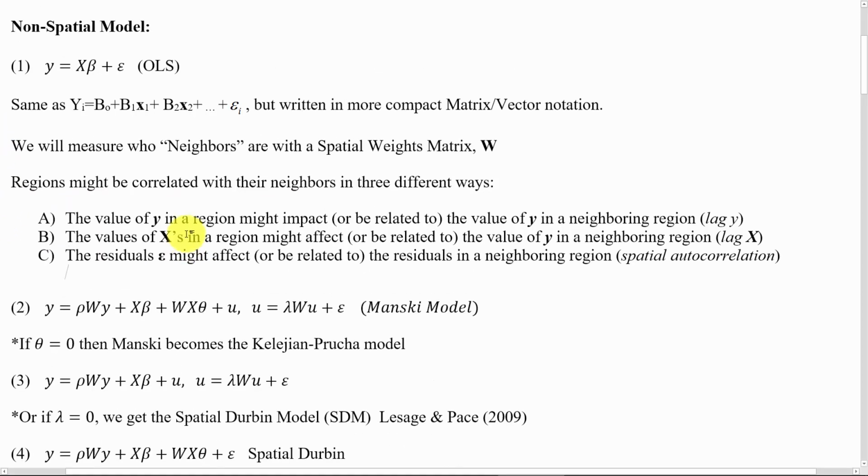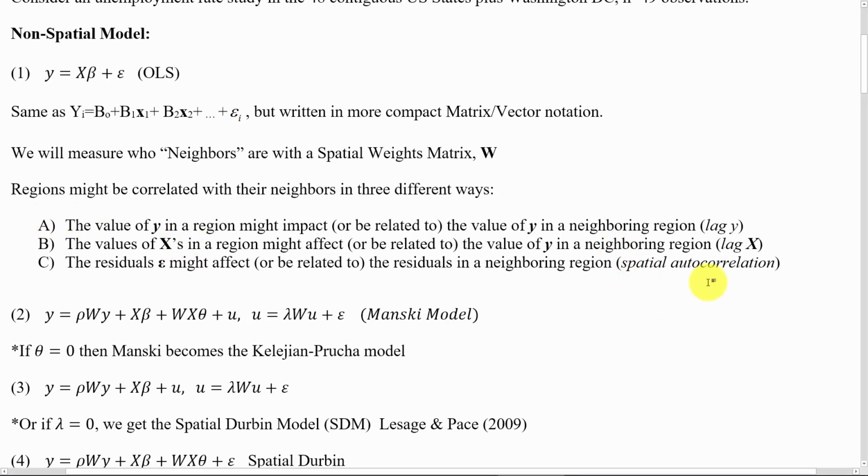So three different standard ways we can build spatial relationships into our models. Lag Y is where the value of the dependent variable spills across regions. Lag X is where the values of the explanatory variables in one region help predict the values of the dependent variable in another region. And third, spatial autocorrelation, when the residuals might be related to each other across space.